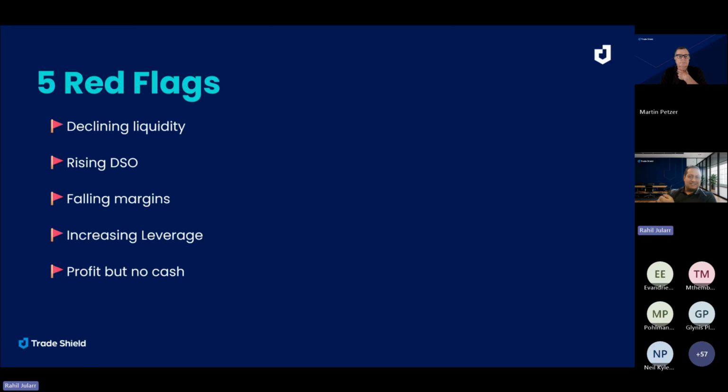4, increasing leverage. They're not able to sustain themselves and they have to continuously increase their external borrowing. And lastly, they're generating a lot of profit, but they've got no cash. That is also a flag.